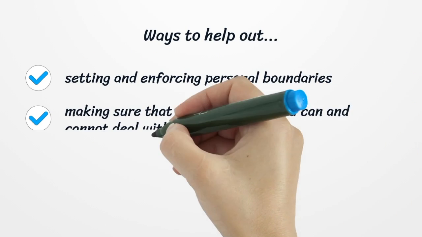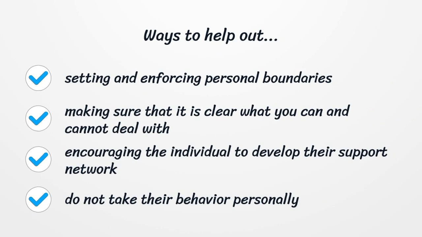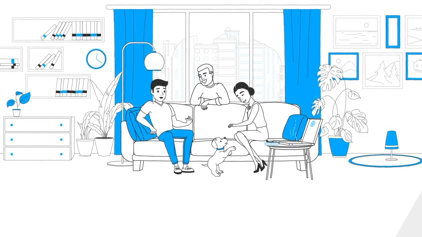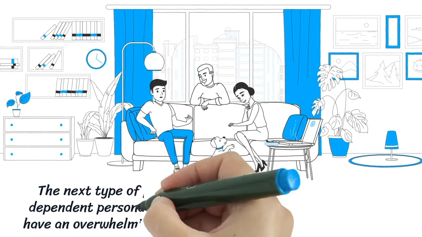If you know someone who has AVPD, there are a couple ways to help out. Firstly, setting and enforcing personal boundaries, making sure that it is clear what you can and cannot deal with, are both helpful. Encouraging the individual to develop their support network is incredibly important as well. It is also important to not take their behavior personally, remembering that their behavior is a reflection of their disorder and not you.